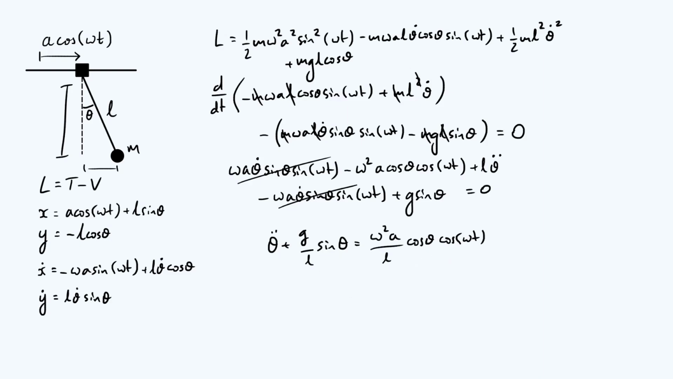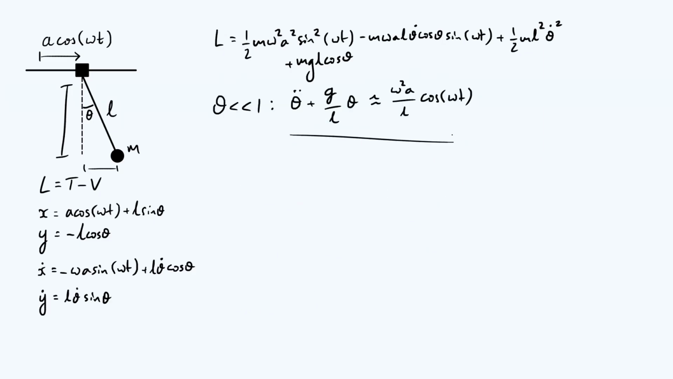So you could solve that numerically if you wanted to see the full solution, but for the rest of this video, let's focus on small oscillations. Assume that theta is much less than 1. Then you get theta double dot plus g over L theta is roughly equal to omega squared a over L cos omega t. We're saying cos theta is roughly just 1 because we want to get a linear equation of motion. The next term would be theta minus theta squared over 2. That's a higher order than we're going to be working to.